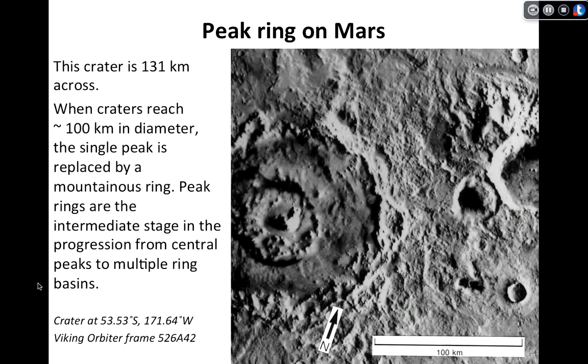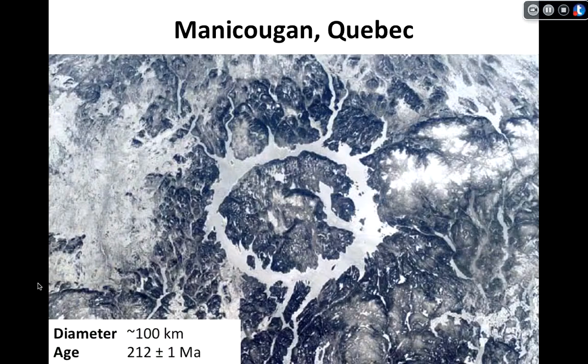Bigger crater, this one's about 80 miles across, and we start to have a central peak and almost a peak ring, and as they get bigger and bigger, we start to get a multi-ring basin. Here's a big one from Quebec, Manicouagan. If you ever look at a map of the whole of North America, this one is big enough that it shows up on maps of North America.